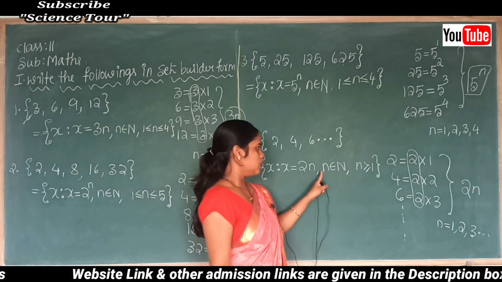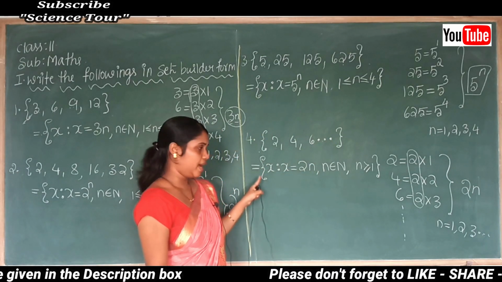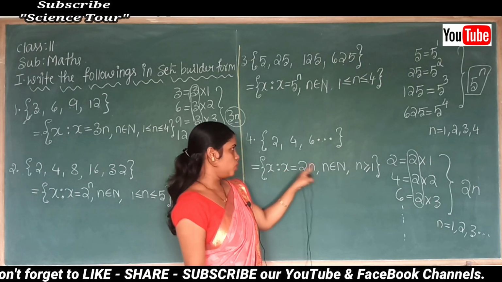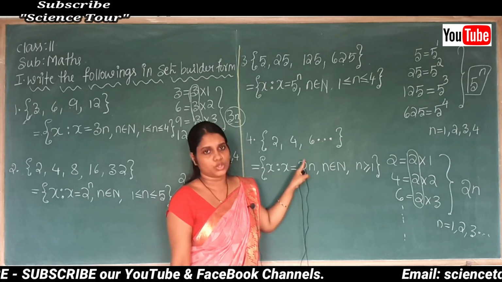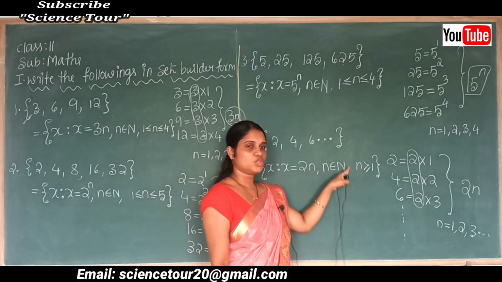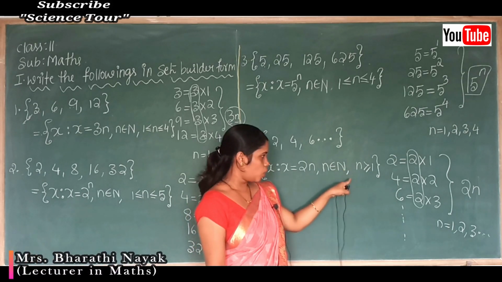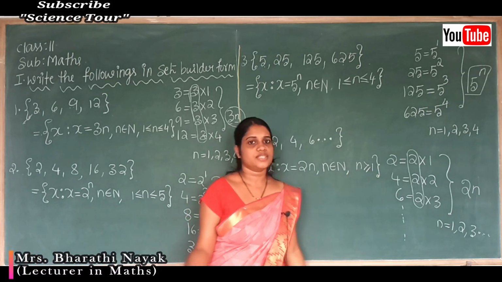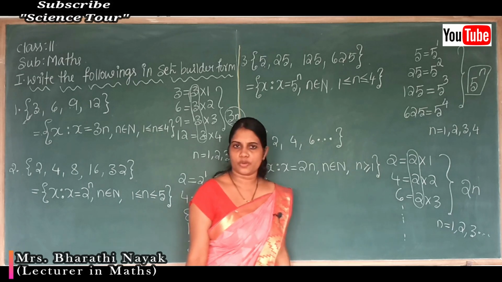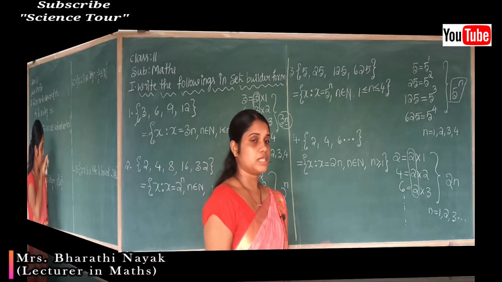Okay. So therefore what is the set builder form? x such that all these elements are in which form? x such that what is the property of that x? x is equal to 2n. All these elements are multiples of 2, such that n belongs to the natural numbers, where n is nothing but natural numbers. Also the value of n varies from 1 to infinity. Instead of that you can write n is greater than or equal to 1. So this is the set builder form of the given set.